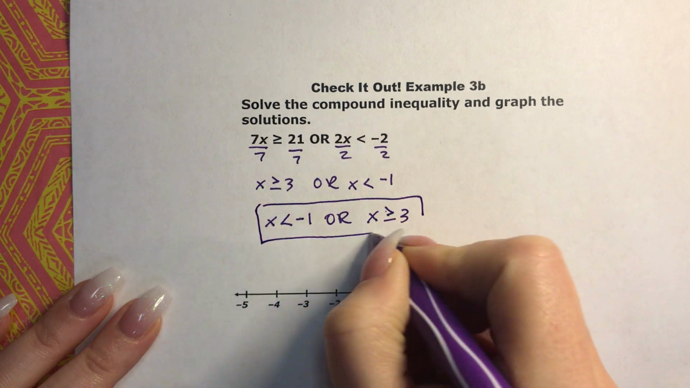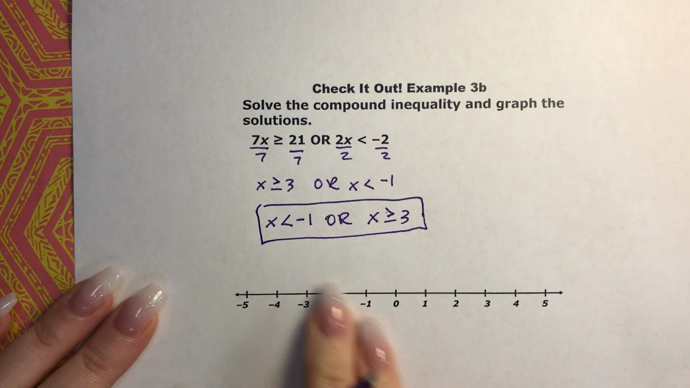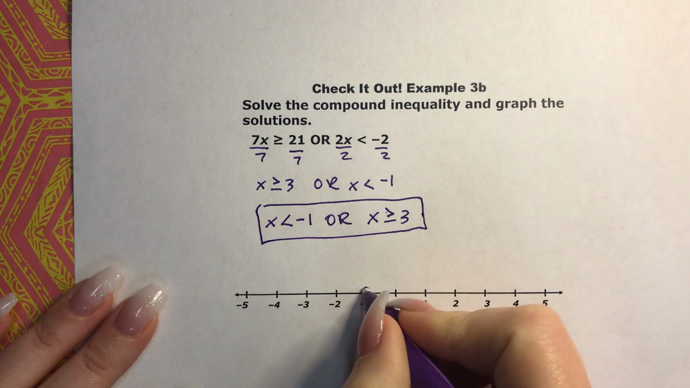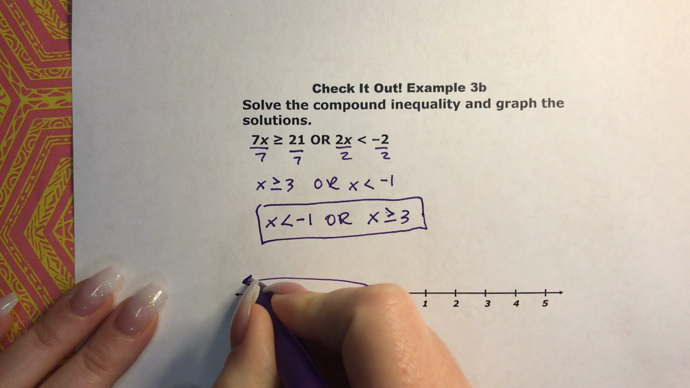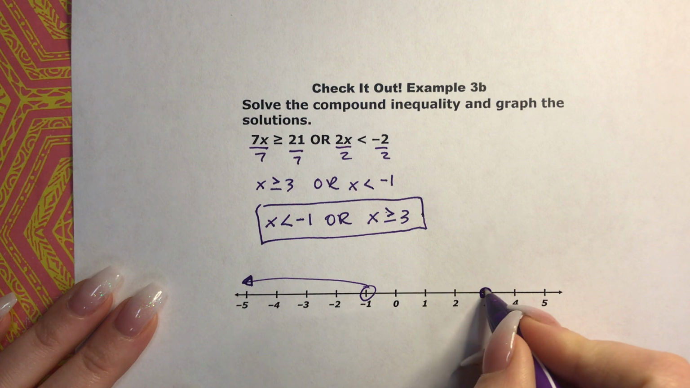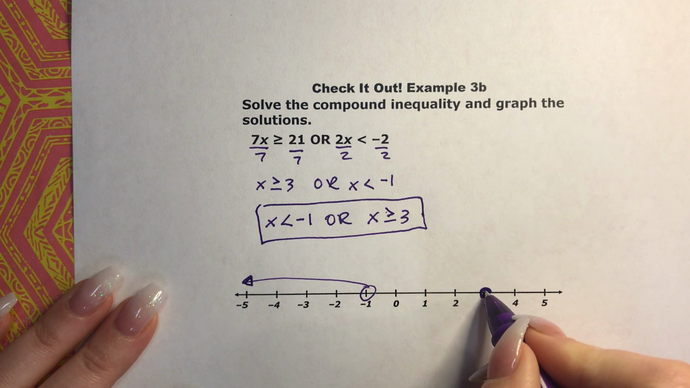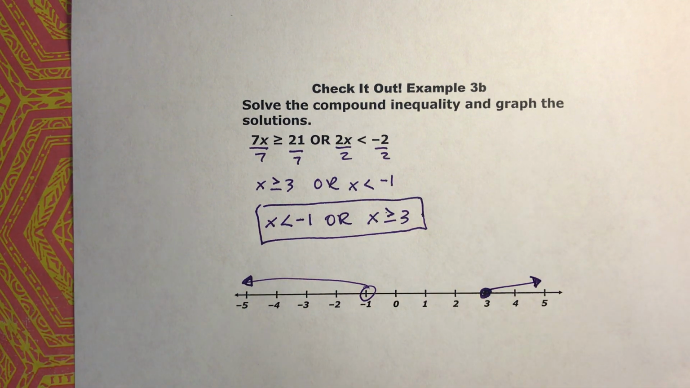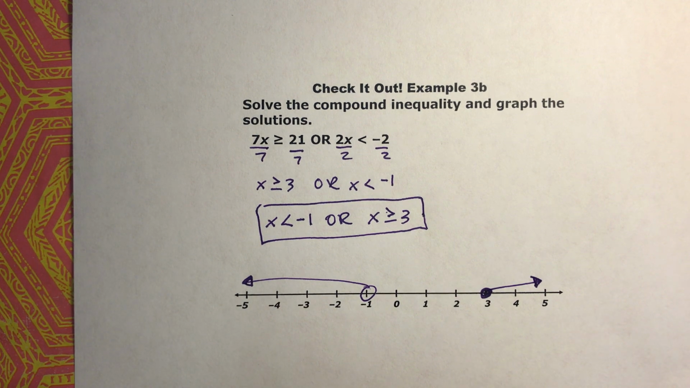And then we just graph this. So we go to -1, open circle, x is less than, boom, that way. Go to 3, it's a closed circle, and x is greater than or equal to 3, and boom, that way. There you have it. If you did both of these right, awesome.